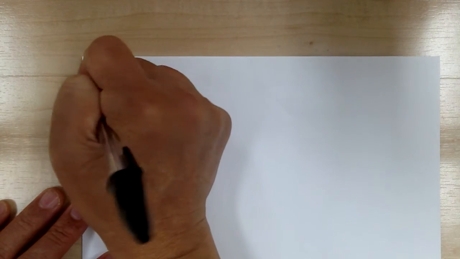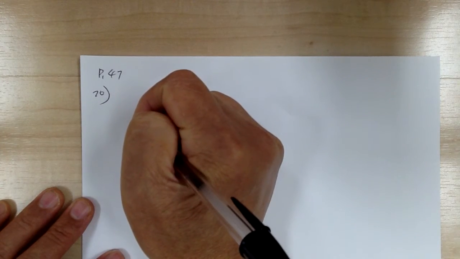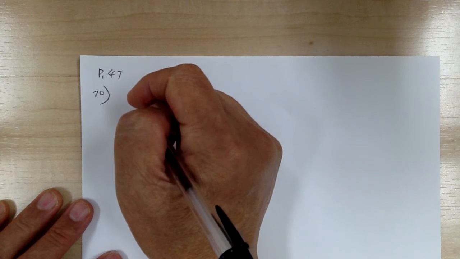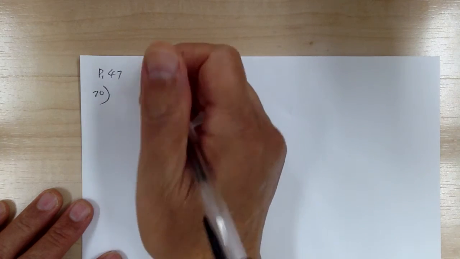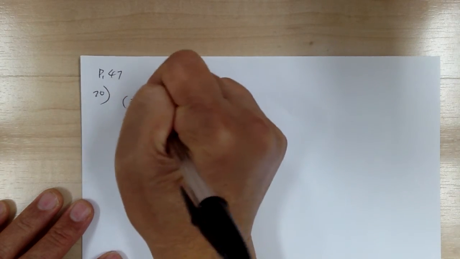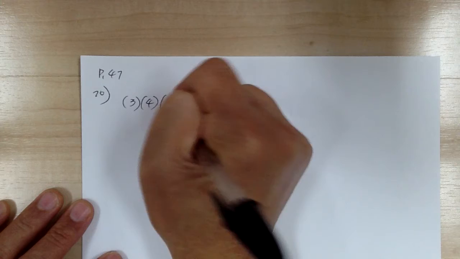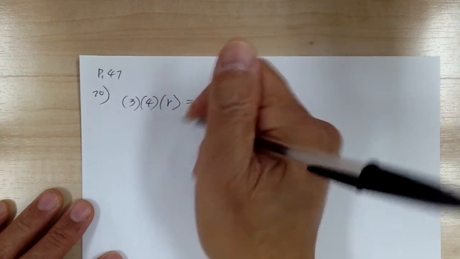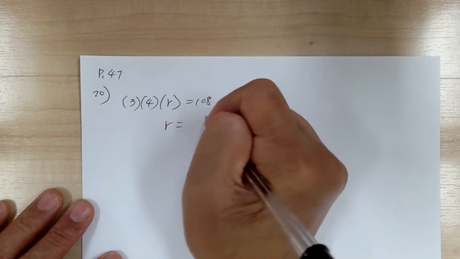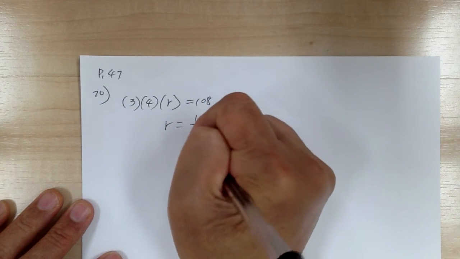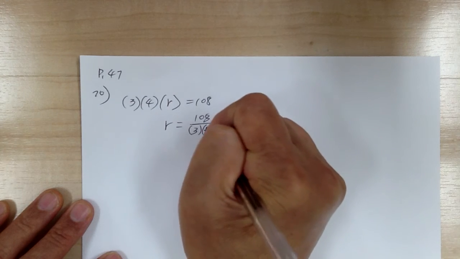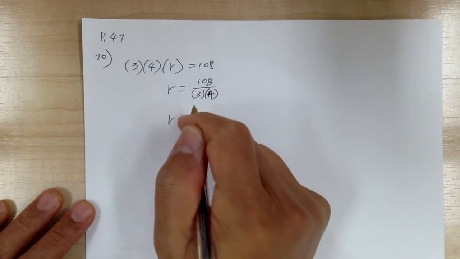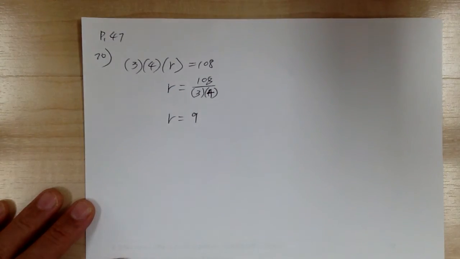Okay, let's go to number 70. The wage of 3 men for 4 weeks is 108. So 3 men times 4 weeks times the rate, or the wage, equal to 108. I'm going to look for the rate first. So the rate will equal 108 divided by 3 and divided by 4. So the rate will equal 9. Once you figure the rate equal to 9, you can use it to figure the rest.